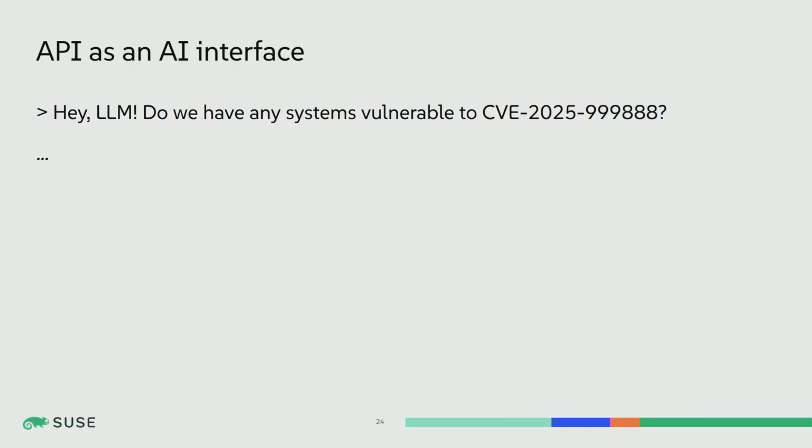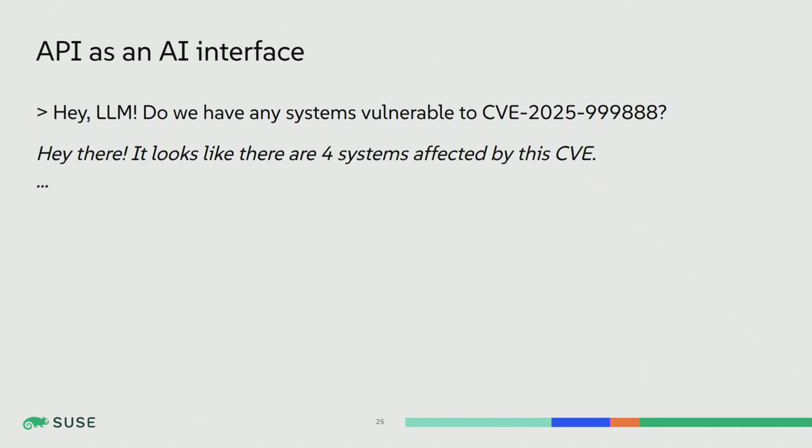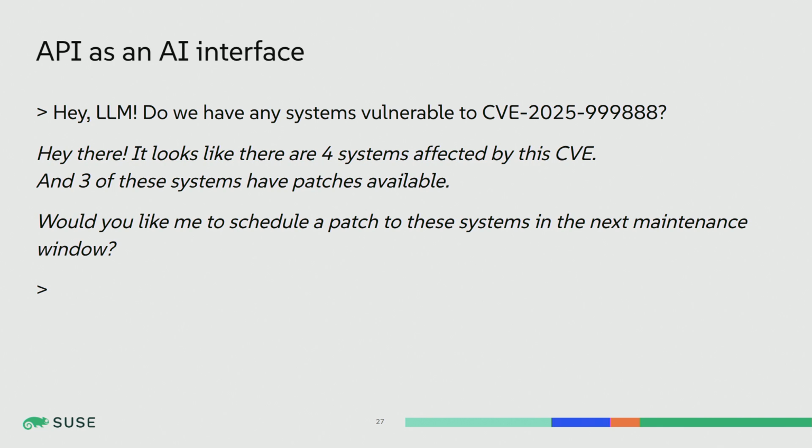So, for example, imagine this scenario. Here we go, a typical interaction with your on-premise LLM, let's say. I'm writing, hey LLM, do we have any systems vulnerable to this CVE number? And it responds, hey there, looks like there are 4 systems affected by this CVE, and 3 of these systems have patches available. And it moves on to, would you like me to schedule a patch to these systems in the next maintenance window? And I answer, yes, please. And it does this and says, done. You can view the event status here, with a link to the web UI showing the details of the actual action.